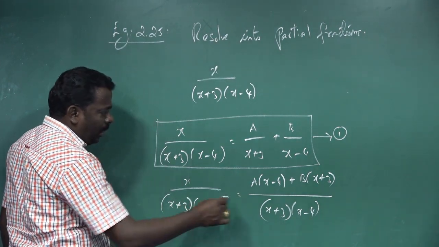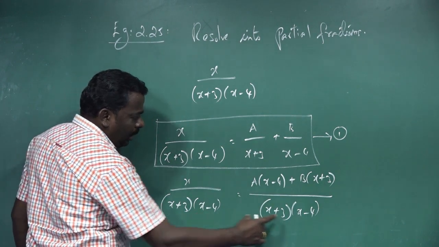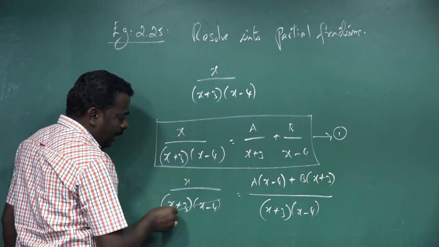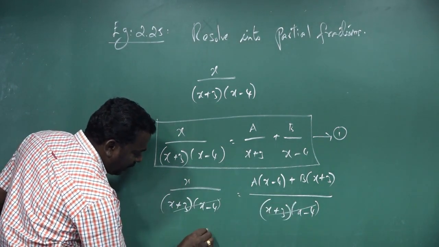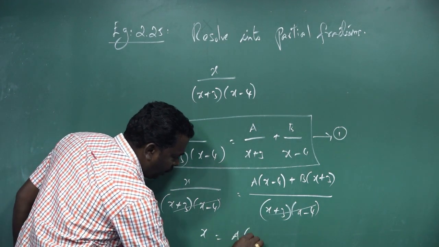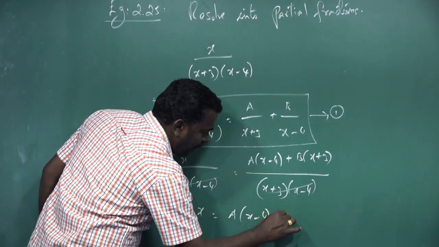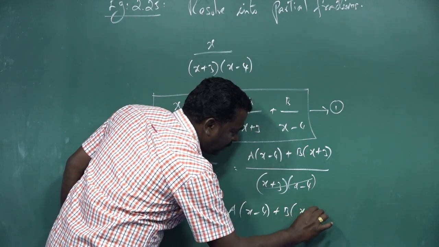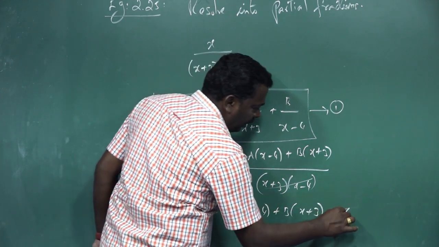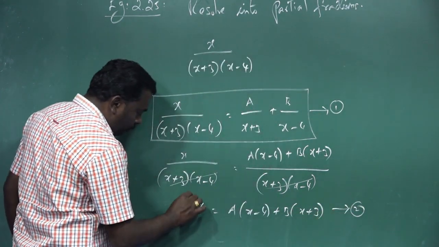Now look at this expression. Both left hand side and right hand side are the same in denominator, so both are cancelled. The remaining: x is equal to a into x minus 4 plus b into x plus 3. Call this equation 2.